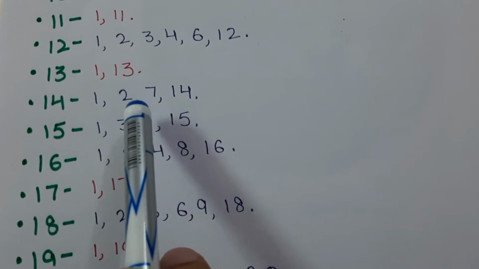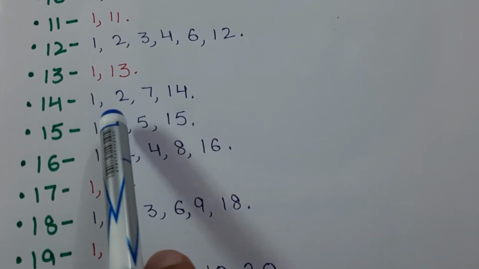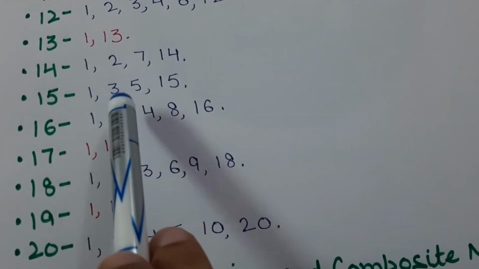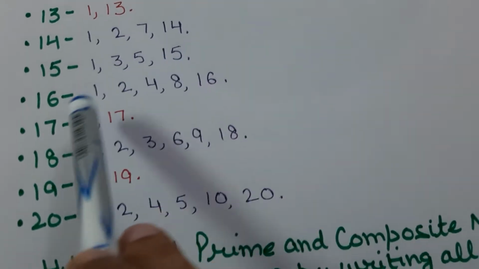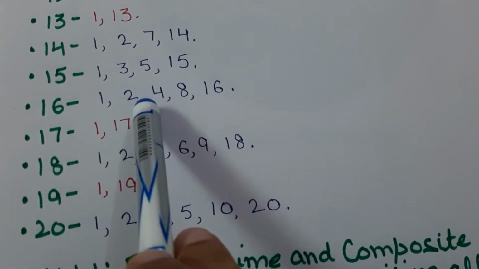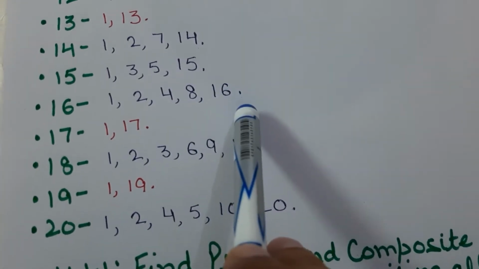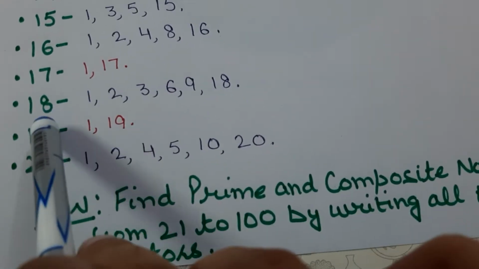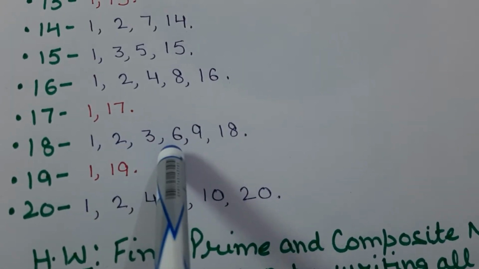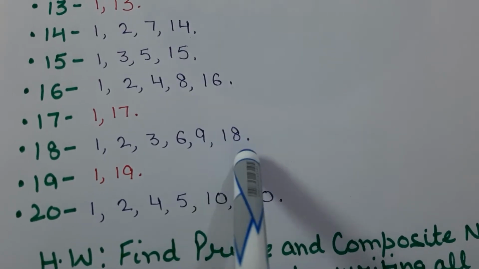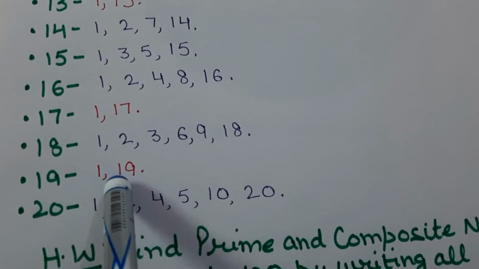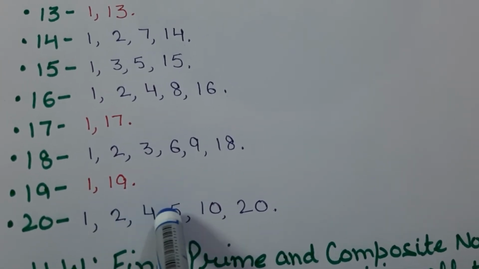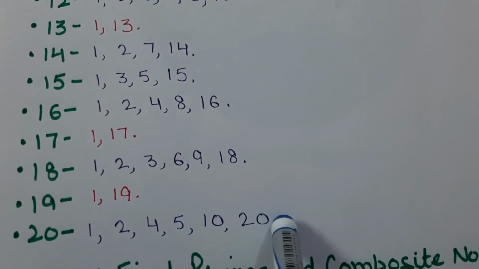14: 1, 2, 7, 14. Then 15: 1, 3, 5, 15. 16: 1, 2, 4, 8, 16. 17: 1, 17. 18: 1, 2, 3, 6, 9, 18. Then 19: 1, 19. Then 20: 1, 2, 4, 5, 10, 20.